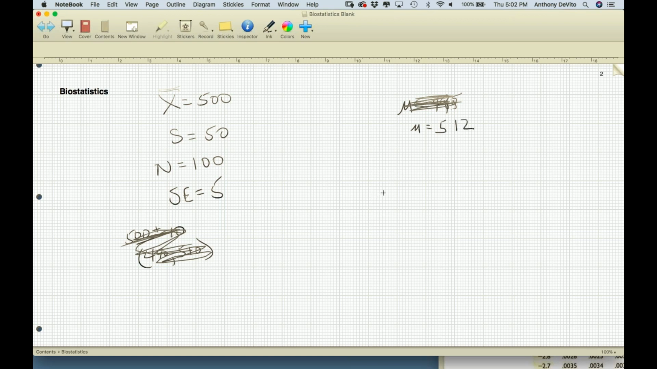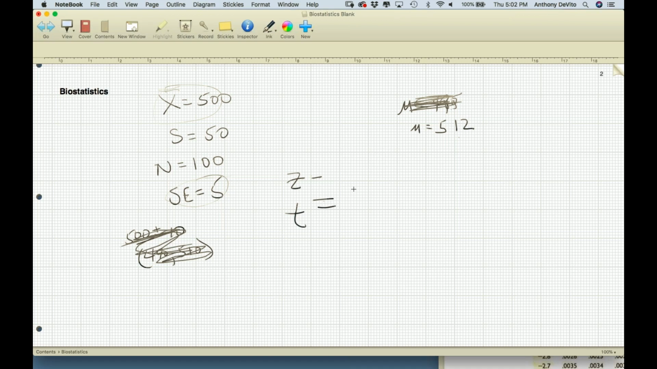Okay, let's see how many standard errors apart the mean that I have is from this mean. Another way of saying number of standard errors is to say Z or T. They're just a number of standard errors apart. Either way, they're both really the same thing.